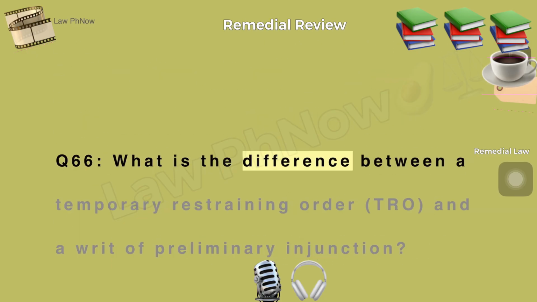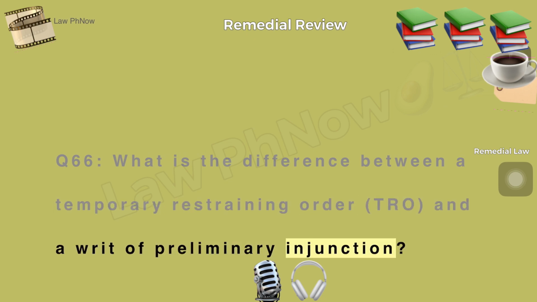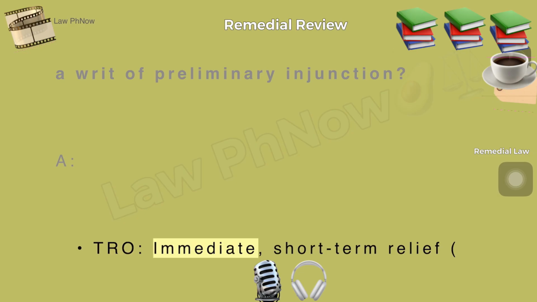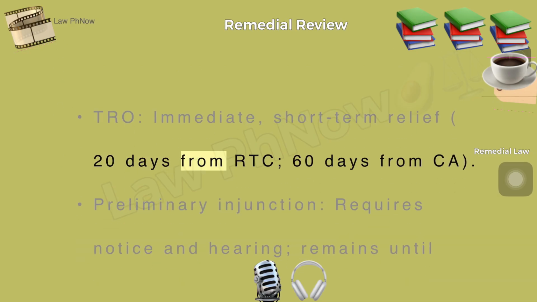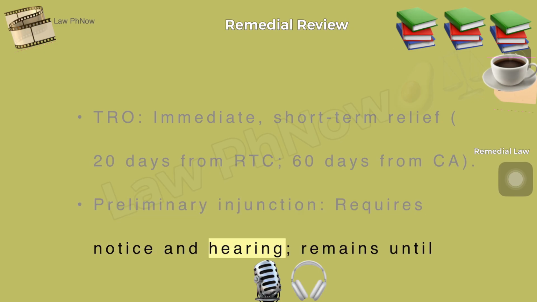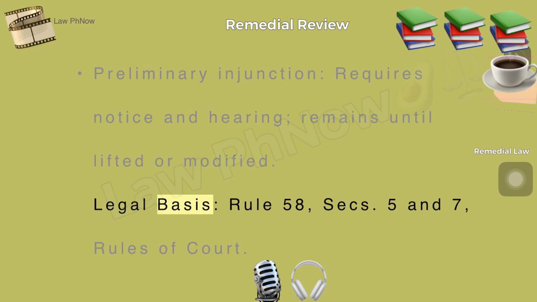Q66. What is the difference between a temporary restraining order, TRO, and a writ of preliminary injunction? A. TRO: immediate, short-term relief, 20 days from RTC, 60 days from CA. Preliminary injunction: requires notice and hearing, remains until lifted or modified. Legal basis, Rule 58, Sections 5 and 7, Rules of Court.